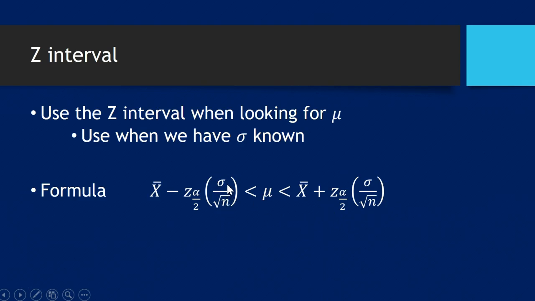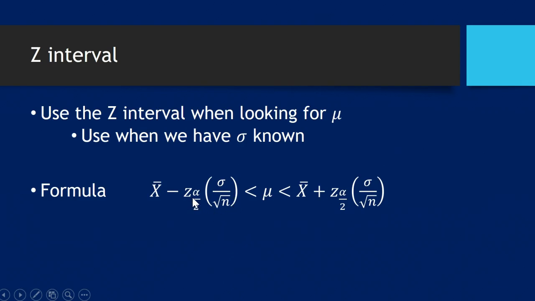Now we know what these symbols mean. Obviously, since we know our population standard deviation, we'll put it there. The square root of n, obviously that's my sample size. And one thing you'll notice here is that sigma over square root of n, that's the standard deviation in the central limit theorem.